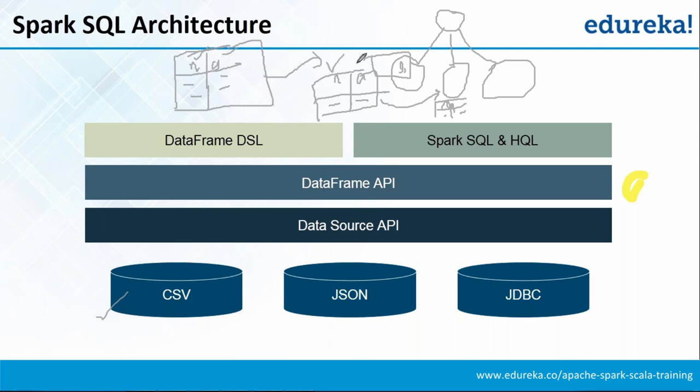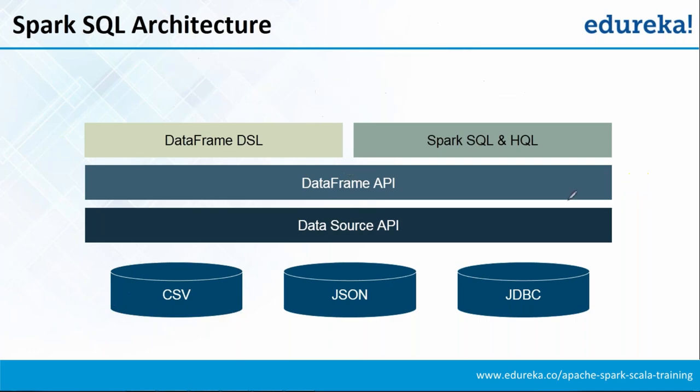So this thing is called a data frame. Okay, so that is called your data frame. That is what we are going to do. We are going to convert it to the data frame API. Then using the data frame DSLs or by using Spark SQL or SQL, you will be processing the results and giving the output. We will learn about all these things in detail.